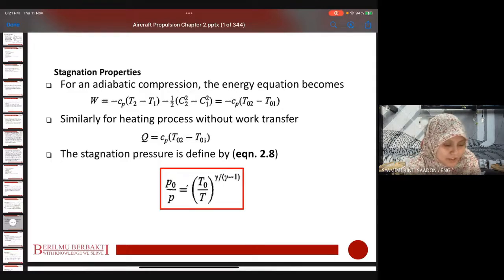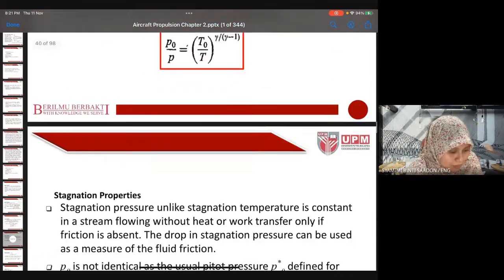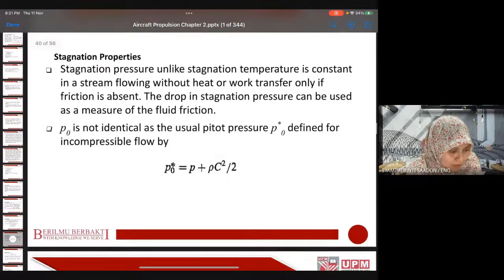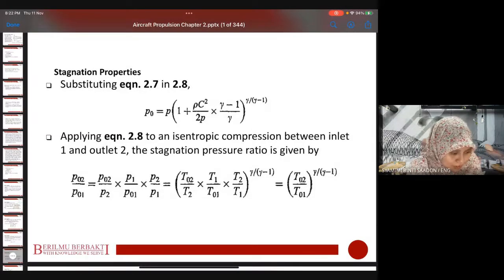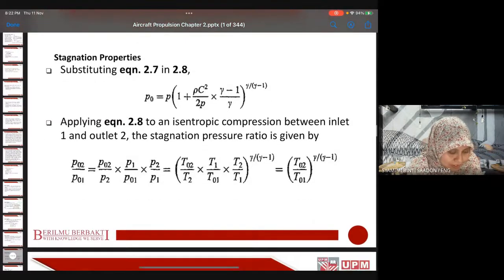Okay, equation 2.8, we can write it this way. So we can link the pressure and temperature. Okay, the same thing again. Those expressions can be written also between inlet and outlet of each of the components, means exit and inlet of the component 1 and 2. Okay, for example, diffuser or compressor.